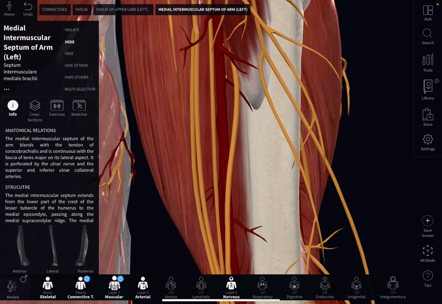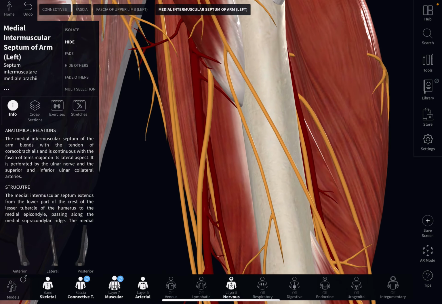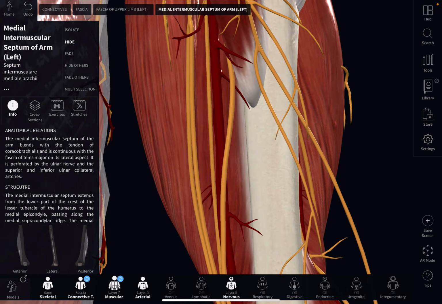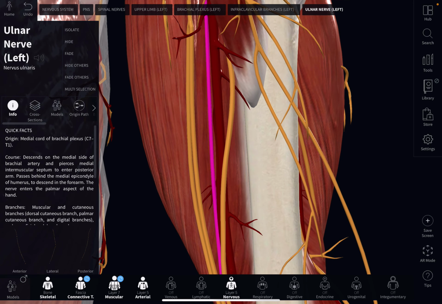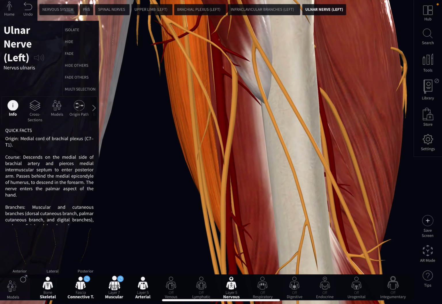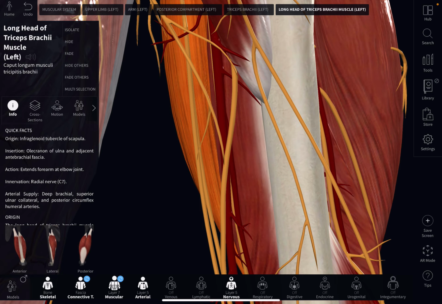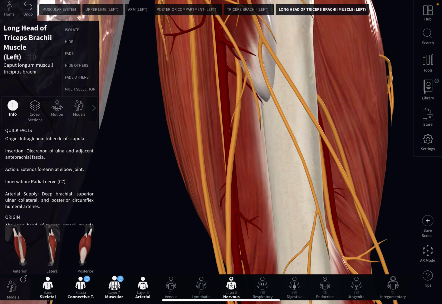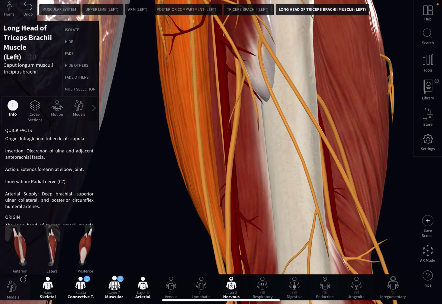Now when you look at the posterior relations of the brachial artery, it lies on the long head of the triceps brachii muscle, and it is separated from it by the radial nerve, right? So here is the long head of the triceps brachii muscle. So the immediate posterior relation of the brachial artery is the triceps brachii, and separating the long head of triceps brachii from the brachial artery is the radial nerve.